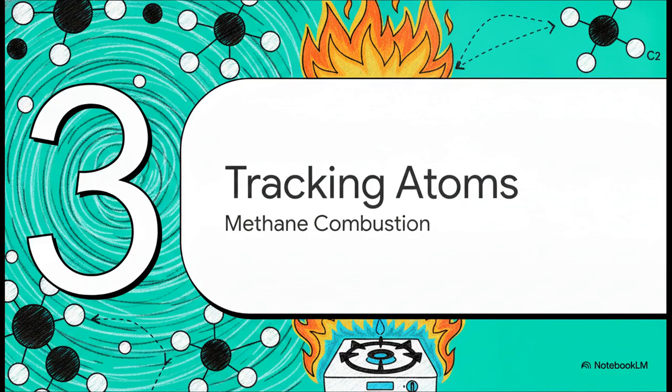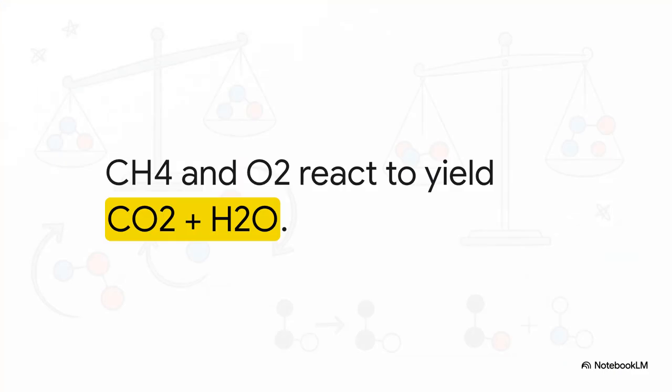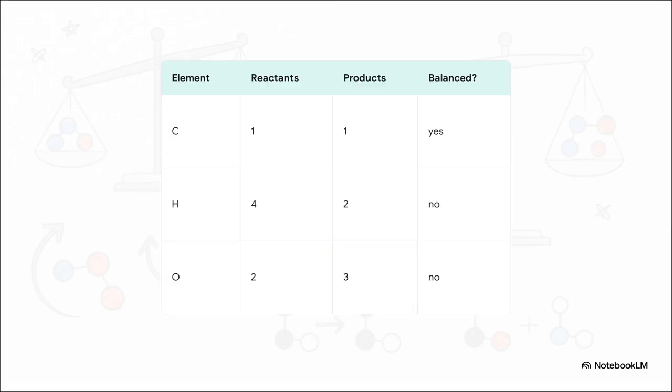Section 3, tracking atoms in reactions. We're going to use a methane combustion model for this. Let's look at a practical scenario, kind of like turning on your gas stove. On the reactant side, we've got methane gas, CH4, reacting with diatomic oxygen, O2. That arrow right in the middle means a reaction is taking place, yielding our products on the right, carbon dioxide, CO2, and water, H2O.